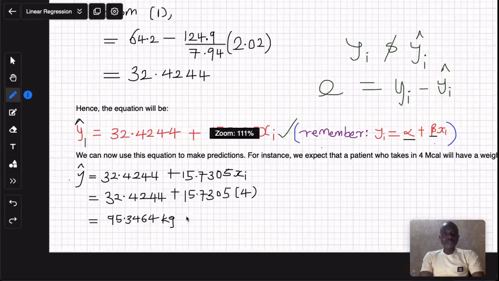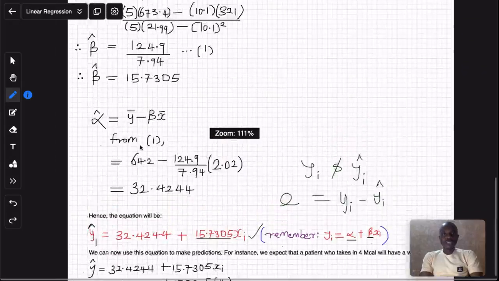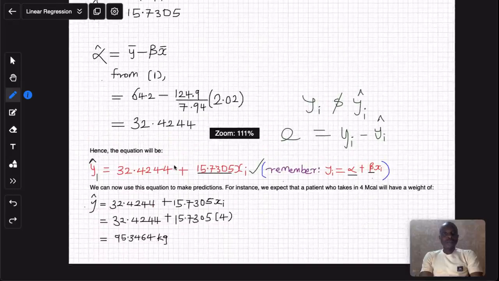95.3464. Now, how do we obtain that? We already know that we have been given a value for our x, which is 4 megacalories. When we take our equation, wherever we find our xi, we put the 4, which is what we've been given. So multiply 4 by 15.7305 and add it to 32.4244, and then we get 95.3464 kg. So that's that. The regression equation is very, very useful, because it could help you obtain the relationship between 2 variables.